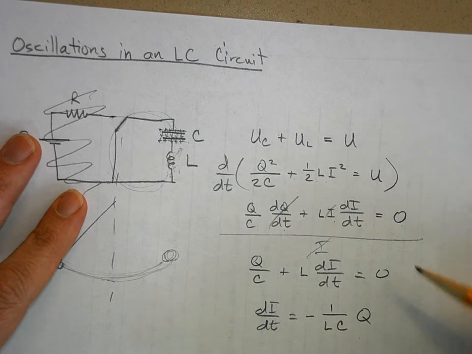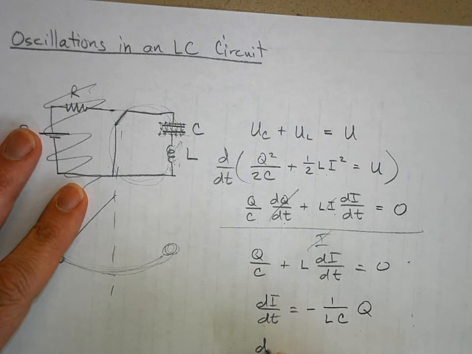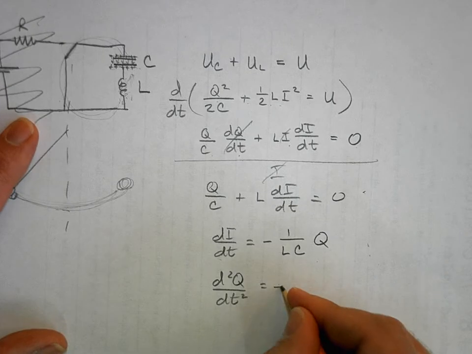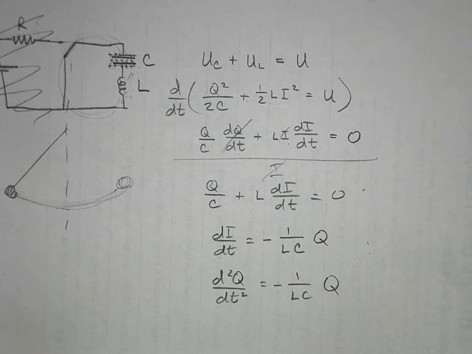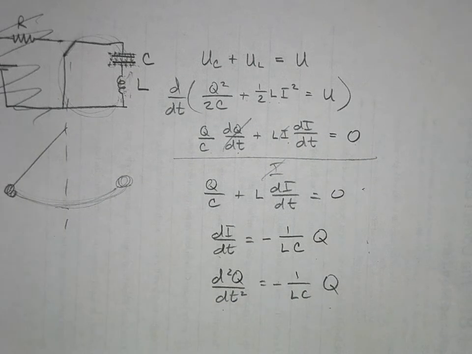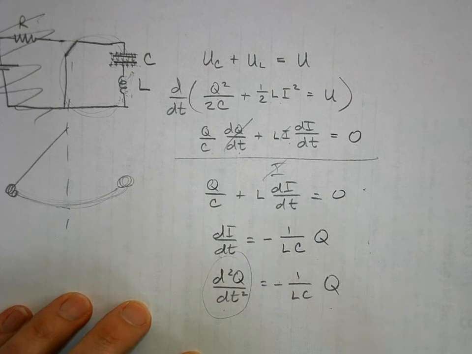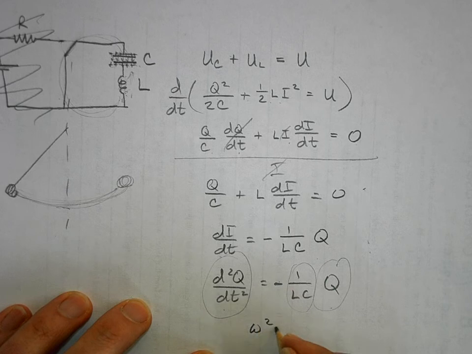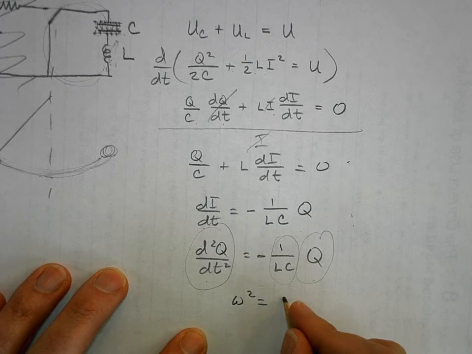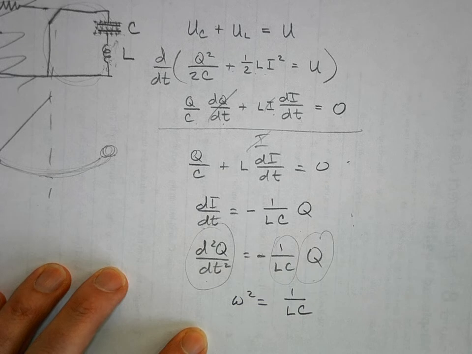Okay, all of this is algebra, and I'm really trying to rush through this. But what is I? I is the derivative of charge, so di dt is the second derivative of charge. Folks, this is the equation for simple harmonic motion. When the second derivative is equal to the original function, but opposite in sign, times a constant, that's simple harmonic motion. And omega squared is equal to 1 over LC.